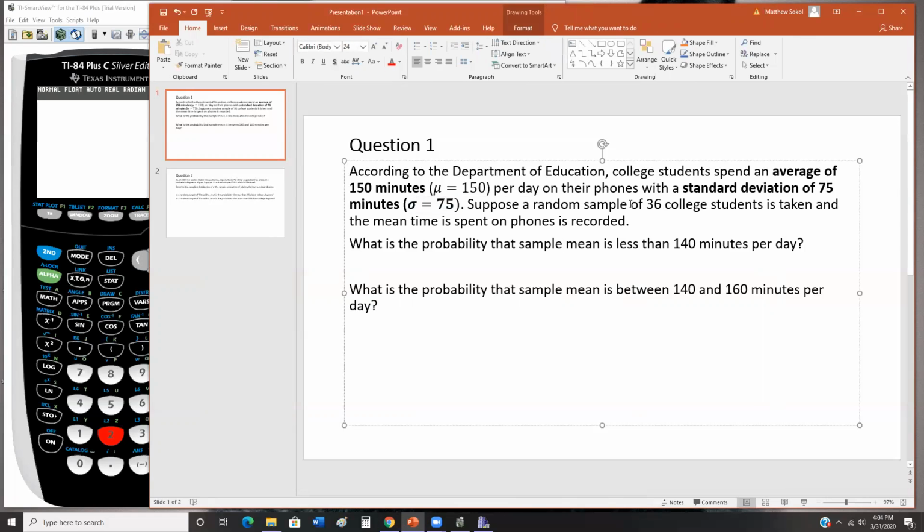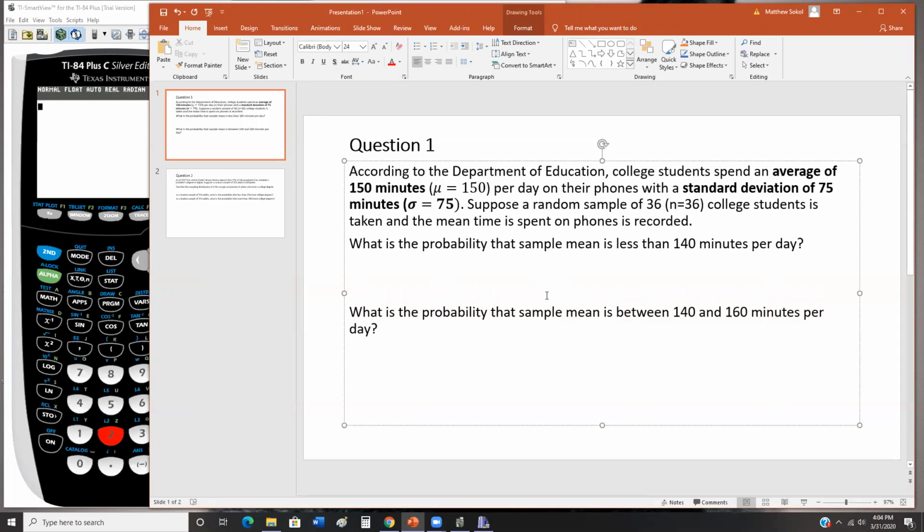Okay, so then suppose a random sample of 36 college students is taken. So that's n is equal to 36, okay? College students is taken, and the mean time of those 36 students spend on their phone is recorded. Right, so what you'll notice, and this was the same kind of problem you had last week too on the quiz, I'm going to ask you for some type of probability with this, okay? So what is the probability that the sample mean is less than 140 minutes per day?